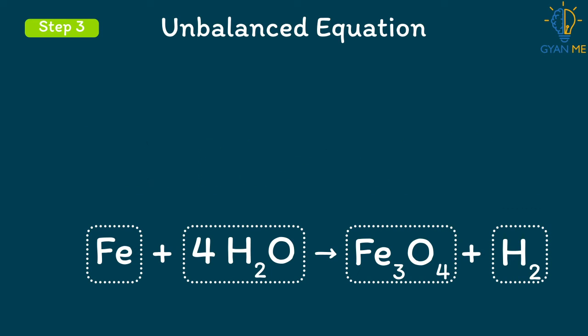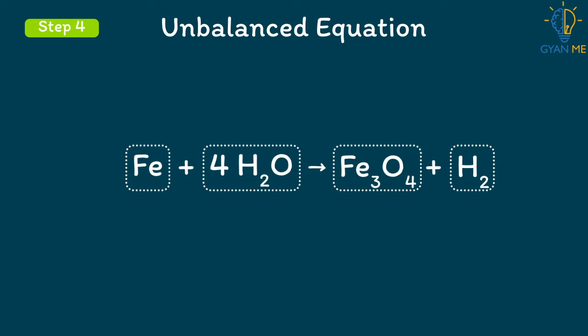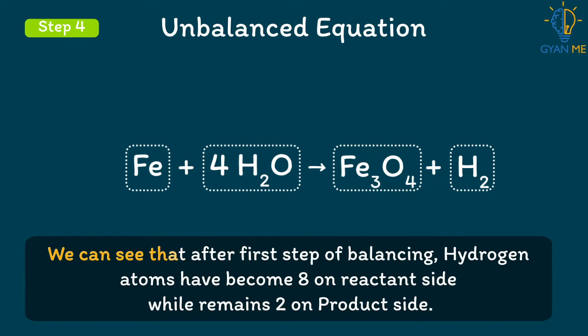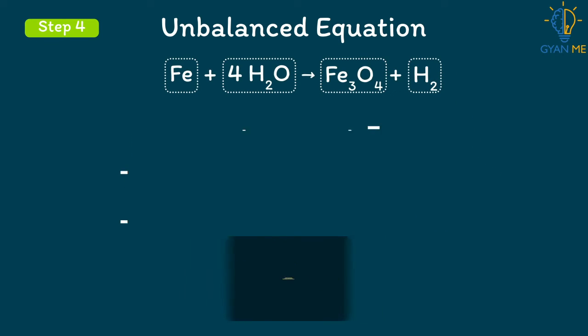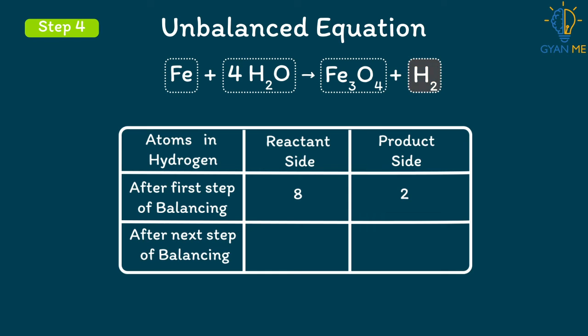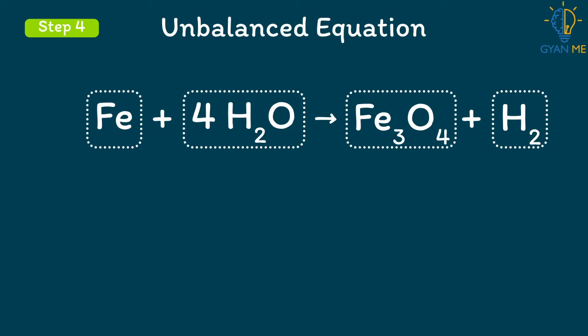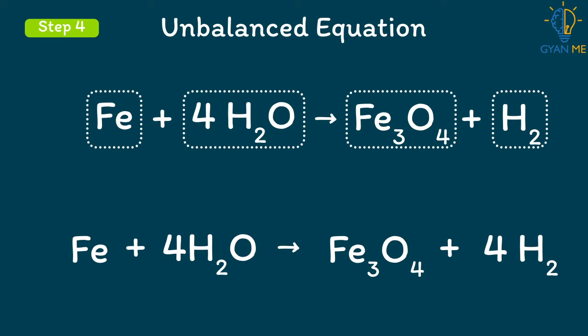Now let's move ahead with step 4. Fe and hydrogen atoms are still not balanced. Pick any of these elements to proceed further. Let us balance the hydrogen atoms first. We can see that after the first step of balancing, hydrogen atoms have become 8 on the reactant side, while it remains 2 on the product side. So, to equalize the number of hydrogen atoms, multiply the right hand side molecule by 4. After this, the equation would be Fe plus 4H2O gives Fe3O4 plus 4H2.